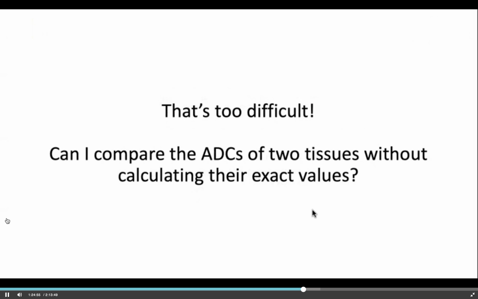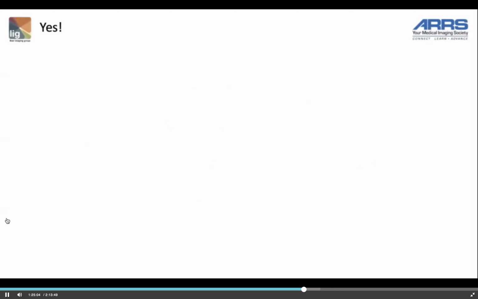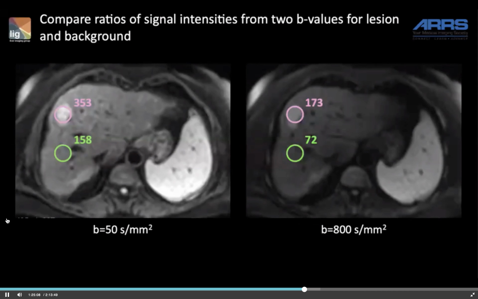But some of you might be saying that's too difficult, and this is the last thing I'll do, and then I'll stop, because I think this is a practical teaching point. Can I compare the ADCs of two tissues without calculating their exact values? And the answer is yes. So even if you don't want to calculate the ADCs because you don't want to do these natural logarithms, all you need to do is compare the ratios of signal intensities at two B values for a lesion, in this case, compared to some background such as the liver.